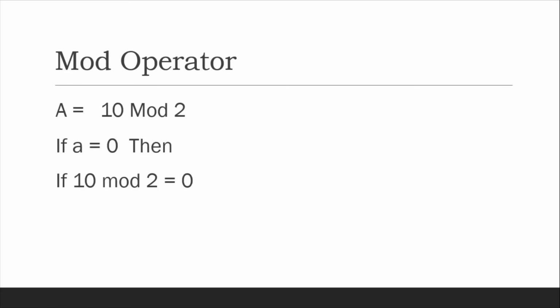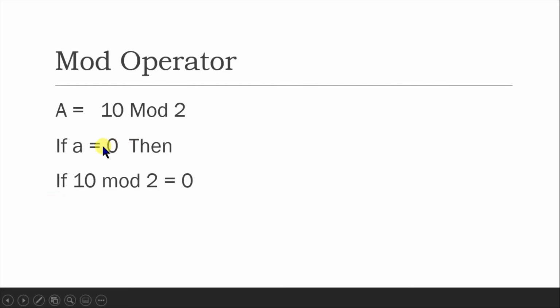Mod, say 10 mod 2, means it will give you the remainder. So 10 mod 2: if you divide 10 by 2, what will be the remainder? Say 10 mod 3. 3 threes are 9, so the remainder will be 1. So mod is an operator which gives you a remainder.